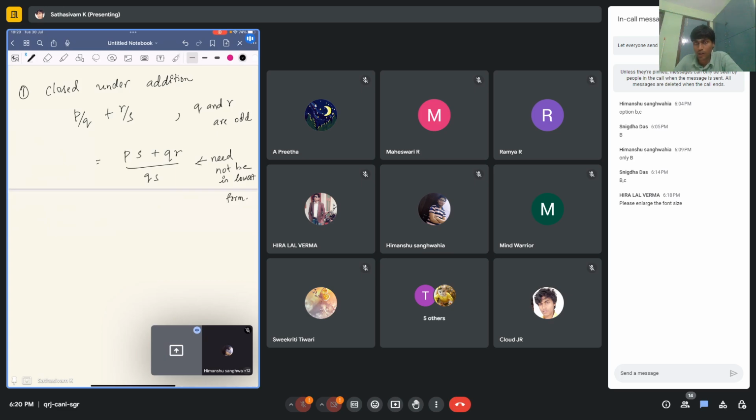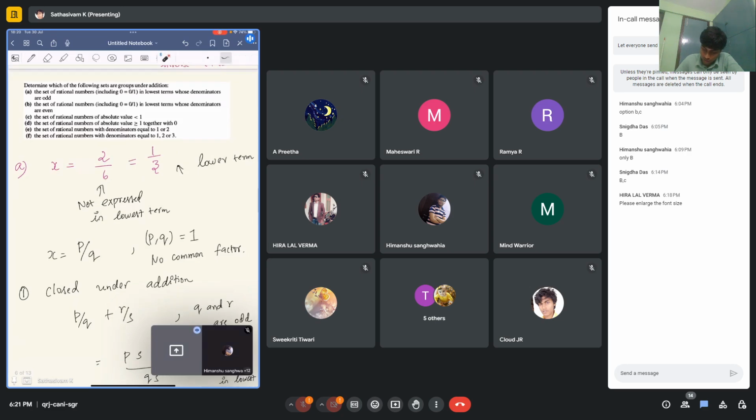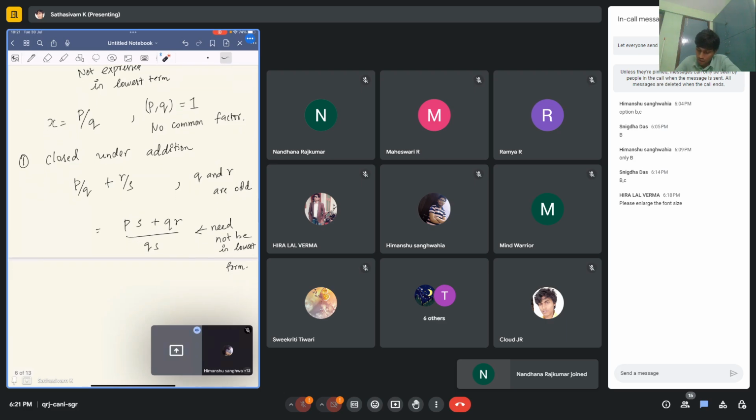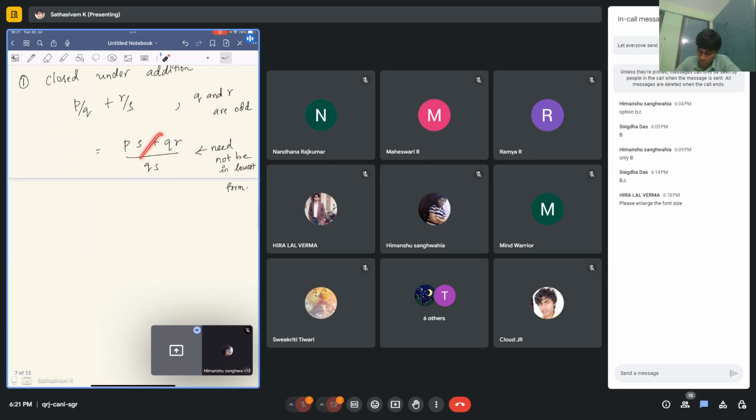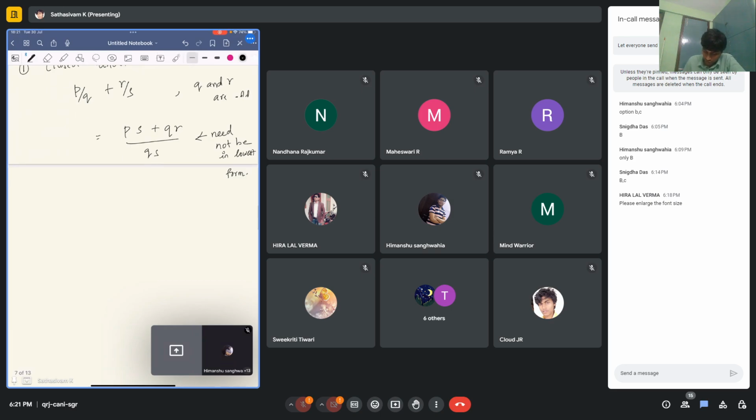So now the question is, once you reduce it into the lowest form, can the denominator be even? That is the question. Because after we reduce to the lowest form, we have to say the denominator is odd. If we say the denominator is odd, then we can say it is closed under addition. So you can observe that q and s are odd, right?